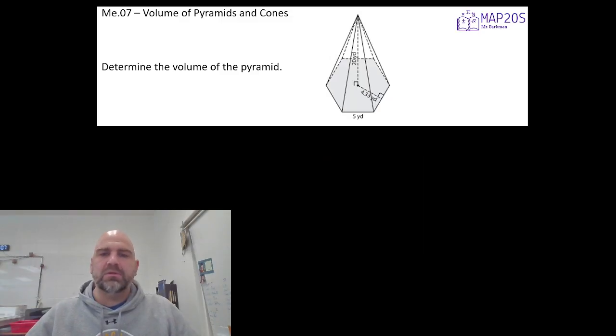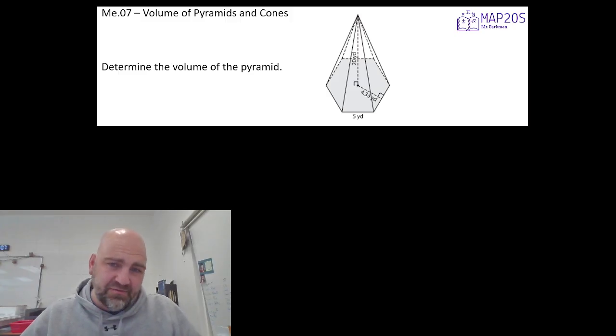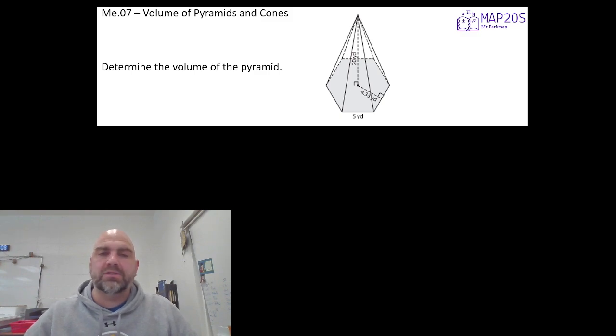Okay, let's try something a little bit different. We have a hexagonal, 6-sided shape. We've got a hexagonal pyramid. If you can't read that there, it's 5 yards on the base, 4.33 yards on the apothem, and 20 yards on the height. Pause the video, come up with your answer, and we'll see how you compare to mine.